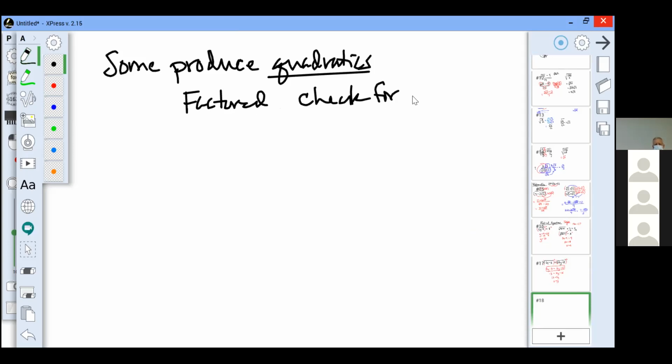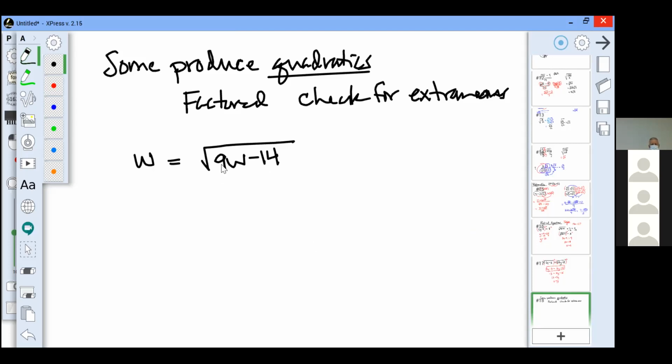You check for extraneous answers when you generate a quadratic in solving, whether it's a radical equation or rational equation, doesn't matter. You've got to check for extraneous answers, numbers that come out that don't work. Something like this is going to generate a quadratic.